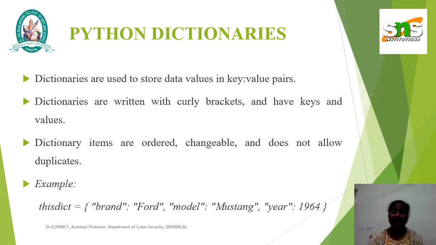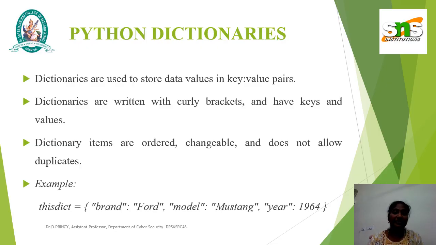Dictionaries are written with curly braces and they have keys and values. These items are ordered, changeable and do not allow duplicates. That means it contains only unique keys because items are referred to by the key, not by the index values.